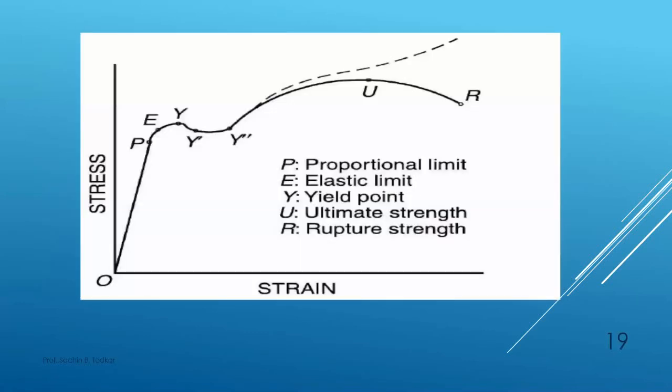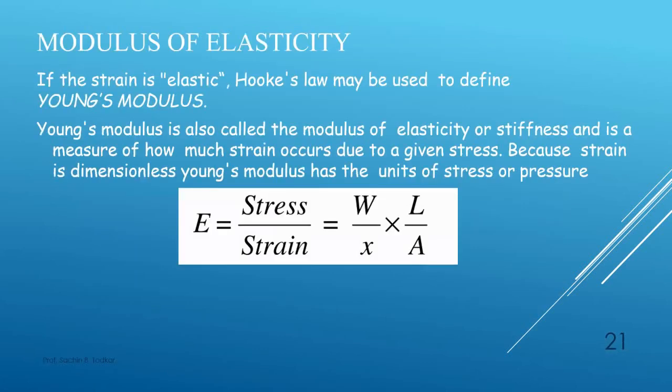So this is the proportional limit, elastic limit, yield point, ultimate strength, and rupture strength. Up to point P, the proportional limit, it will behave like a straight line. Afterwards, up to the elastic limit, it has some curvature, then the yield point, and the ultimate strength or rupture strength. At that point, the material will collapse, or be broken.